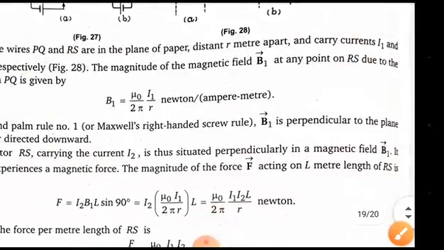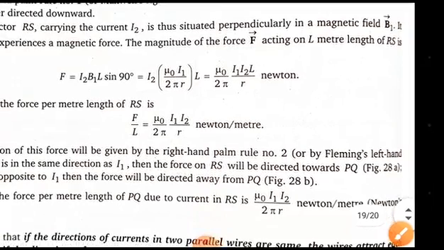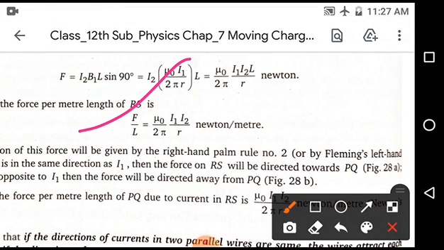And the expression for force is, we know that the expression for magnetic field is B1 equals mu naught I1 upon 2 pi R due to the first wire, and force F is equal to I2 B1 L sin 90 degrees, because the angle is 90 degrees as both are perpendicular to each other. Now, F upon L, that means force per unit length of a wire, will be equal to mu naught upon 2 pi I1 I2 upon R, where I1 and I2 are the currents flowing in the two wires and R is the distance between the two wires.